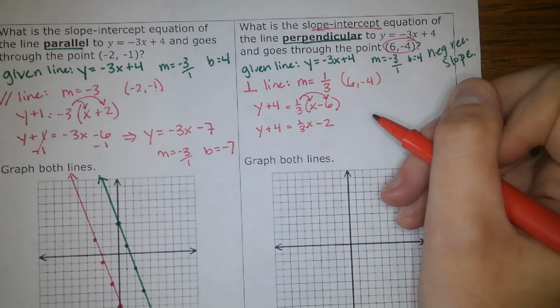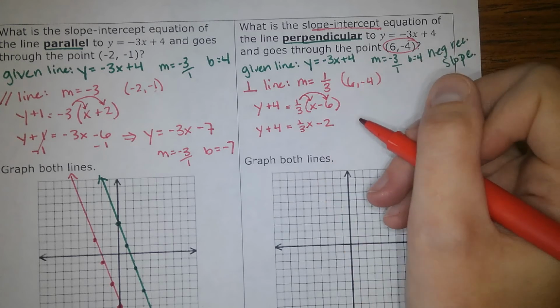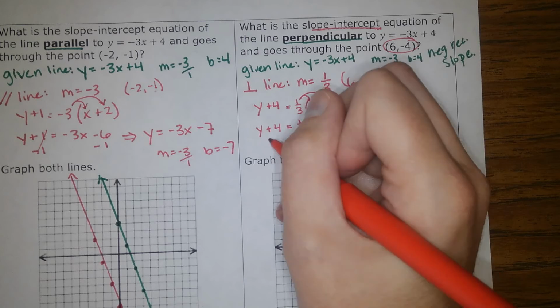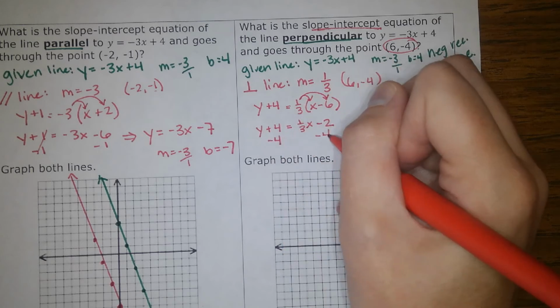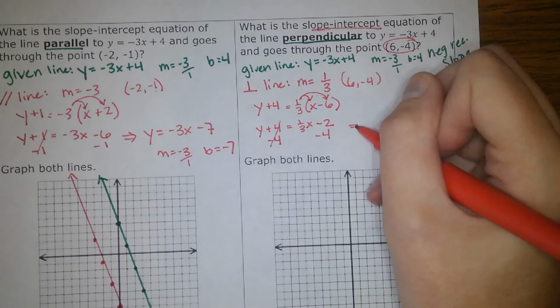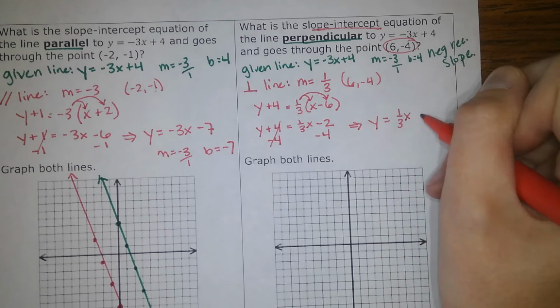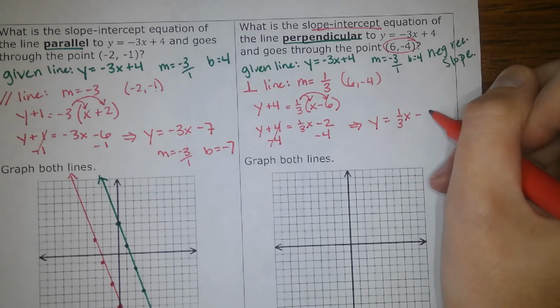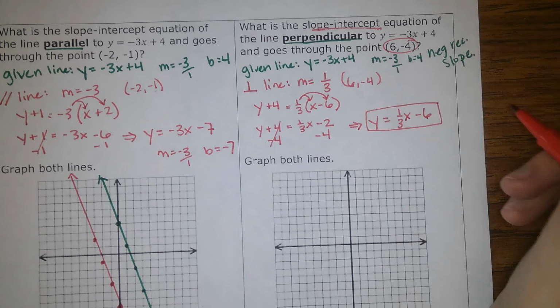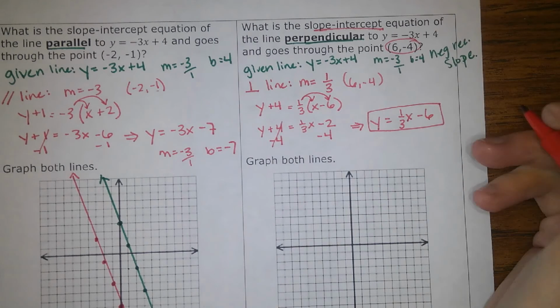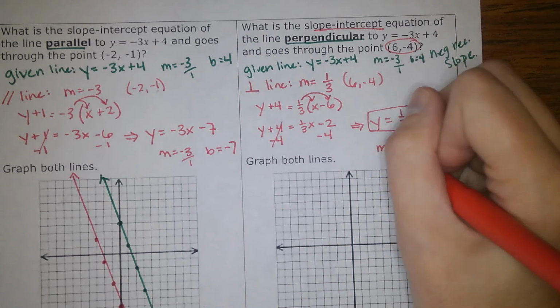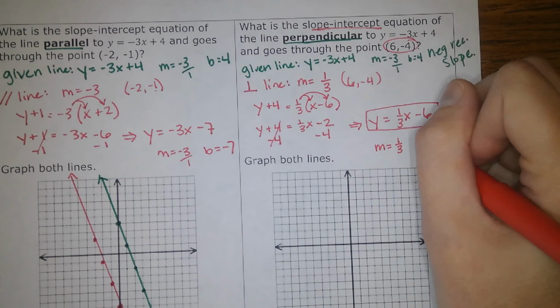And now in order to get the y completely alone, we need to go ahead and subtract 4 from both sides. And what we're left with is y is equal to 1/3 x minus 6. So this is our new equation. In our new equation, our slope is 1/3, and our b, our y-intercept, is negative 6.